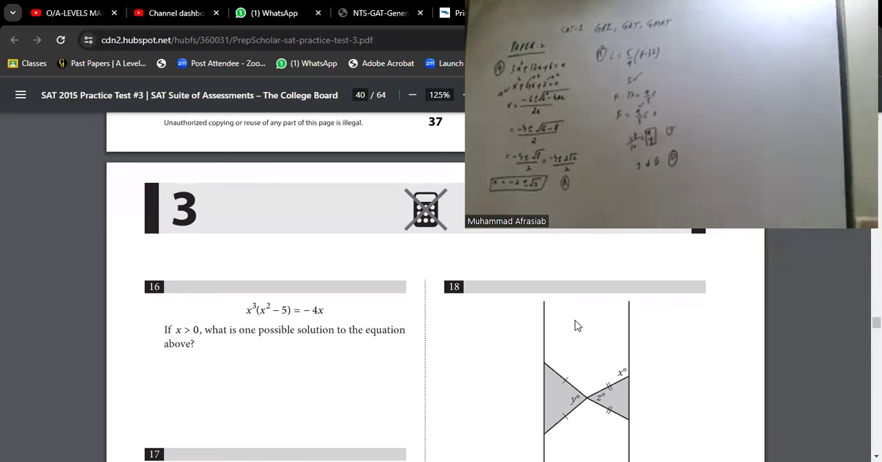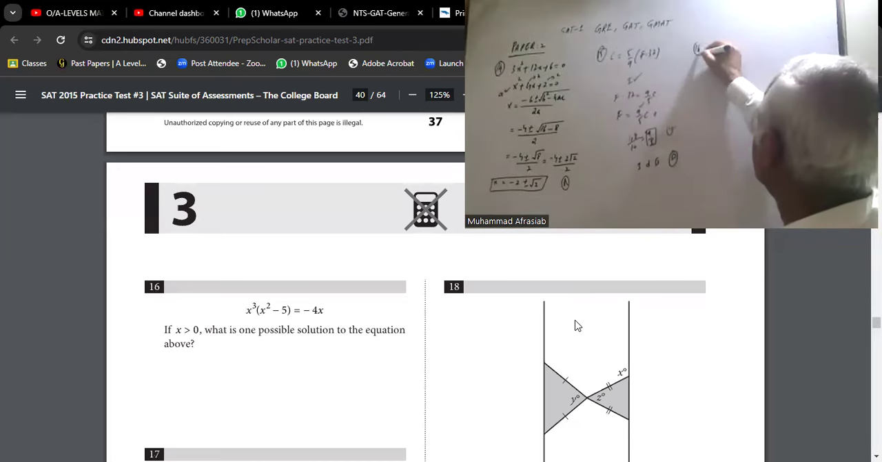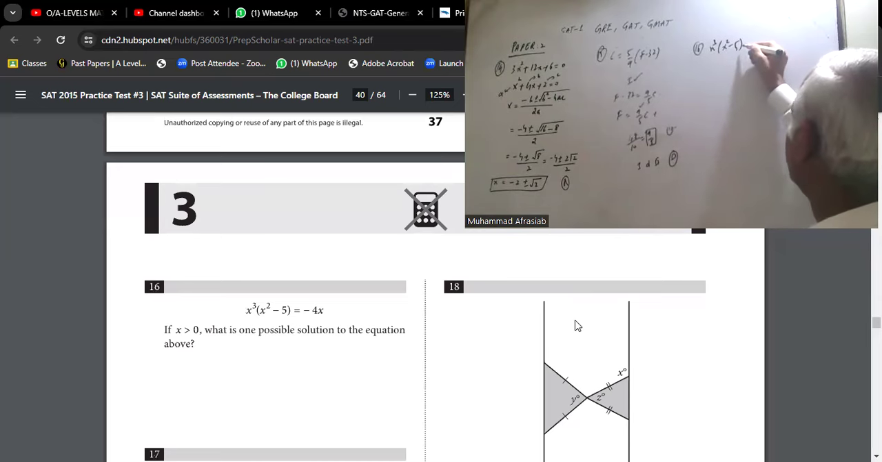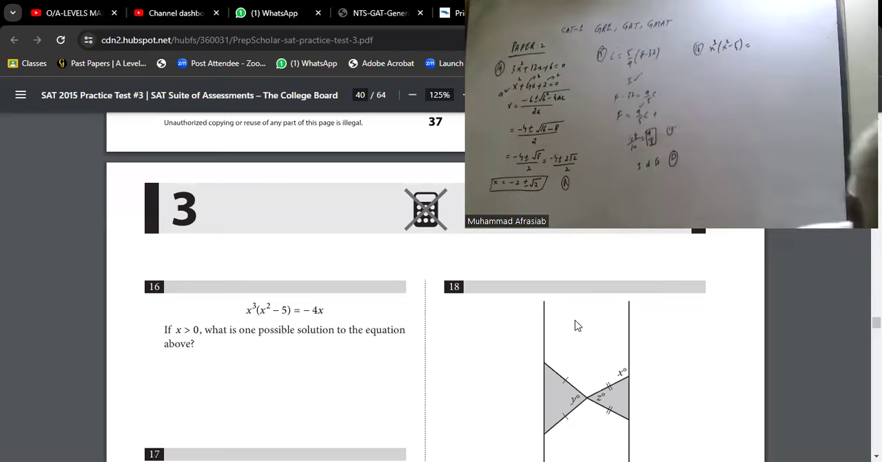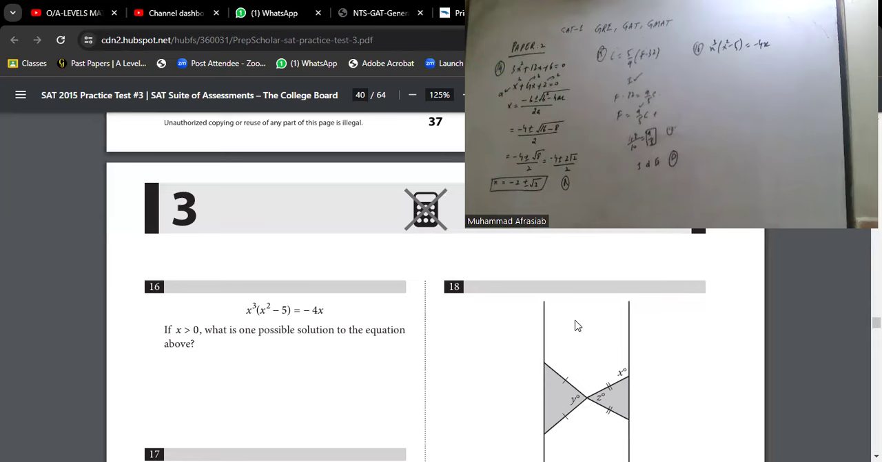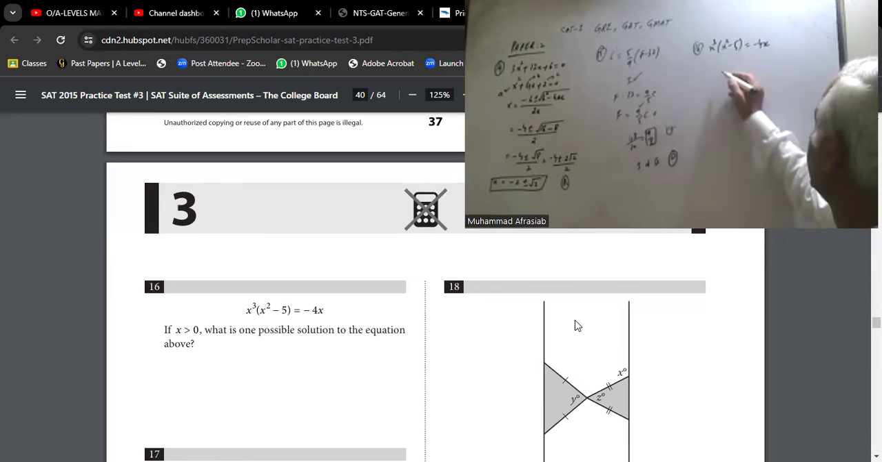x cubed into x squared minus 5 is equal to minus 4x. If x is greater than 0, what are the possible values of x in the equation above? They said that x is greater than 0, it is given.